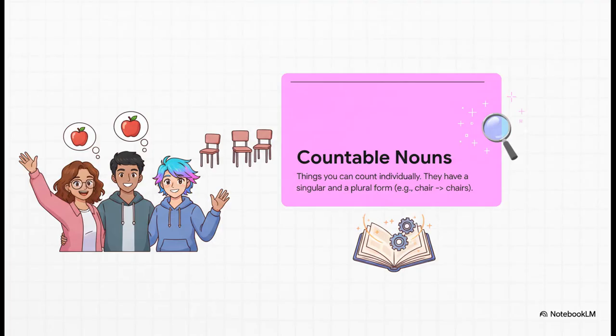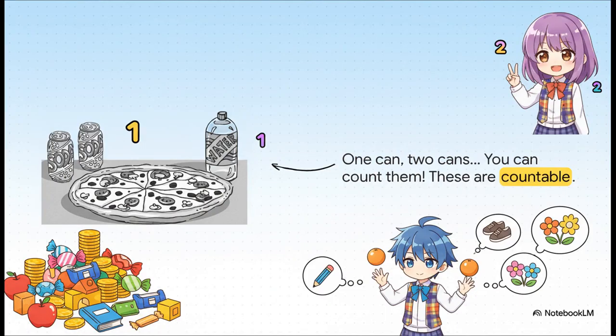Okay, first up, we've got countable nouns. And yeah, the name says it all. These are things you can literally count. One friend, two friends, one chair, 100 chairs. They have a form for just one, the singular, and a form for more than one, the plural, which usually just adds an S. Just think about those soda cans from the party list. It's easy, right? You can just point and count. 1 can, 2 cans, 3 cans. Each one is its own separate thing.